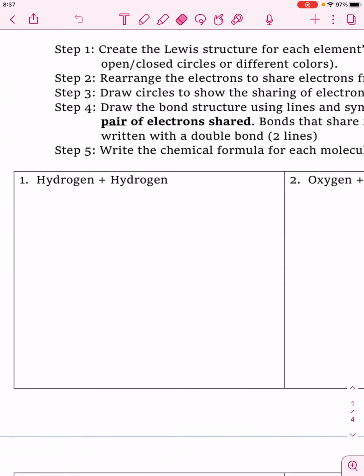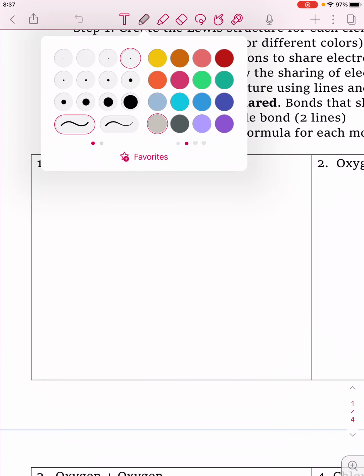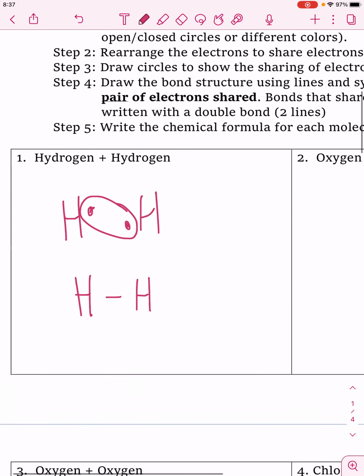So for hydrogen and hydrogen, we're going to just draw the bonds. You have hydrogen and hydrogen. Okay, draw their bonds close to each other like this. And then I want you to circle which ones are attracted to each other, and which ones are going to form the bond. And so I don't need to necessarily see the second one where they're coming together. You can just show it like this. Okay. And then it says write the chemical formula for each molecule. So that would be H2.